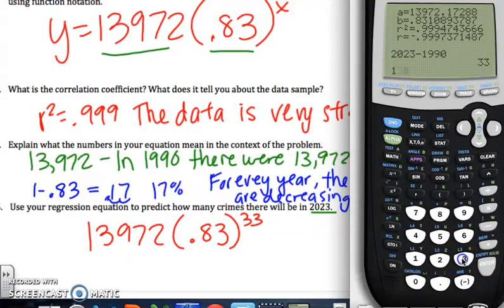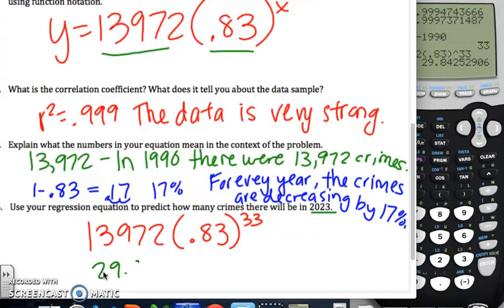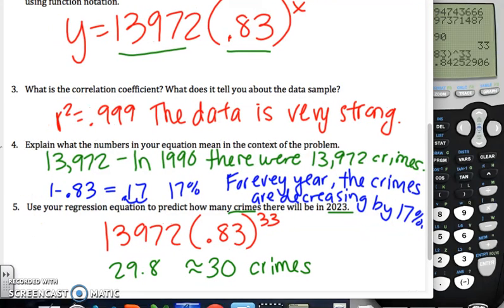So 13,972 times 0.83, and then raise it to the 33, okay? So I'm going to get 29.8, so that's about 30. So 30 crimes are going to happen in the year 2023. So that's good. Only 30 crimes. Okay. All right. So that is how you do exponential regression in the calculator.